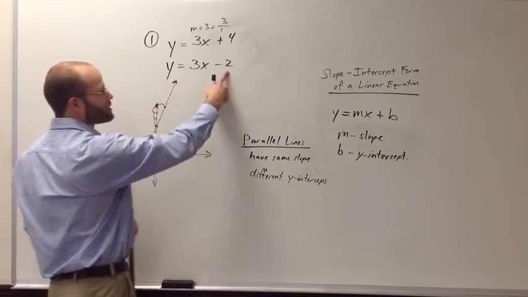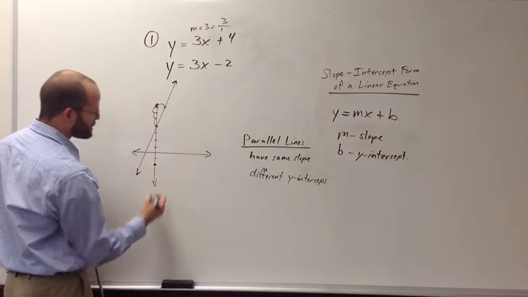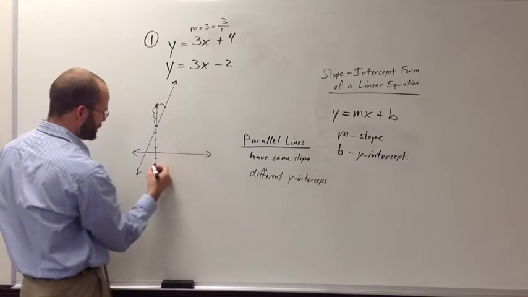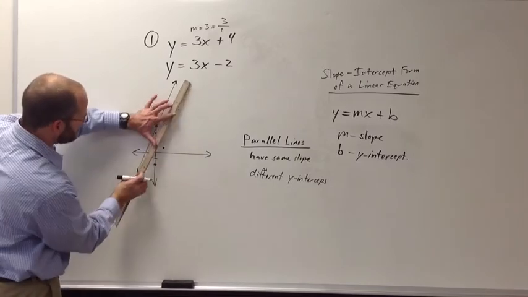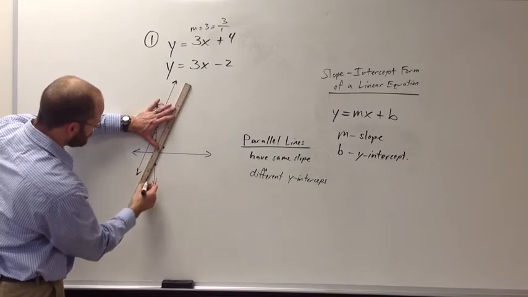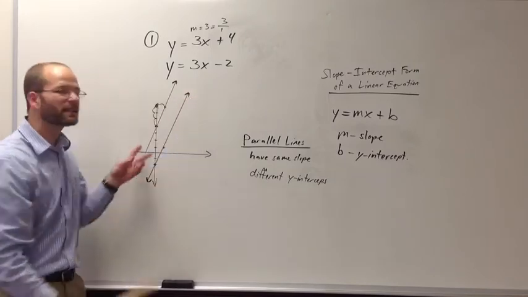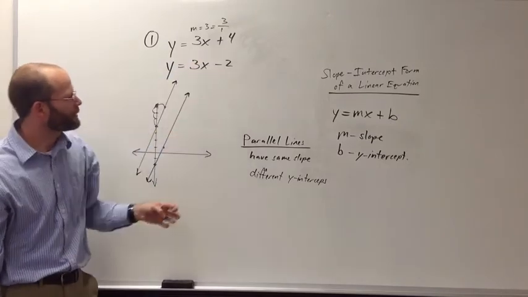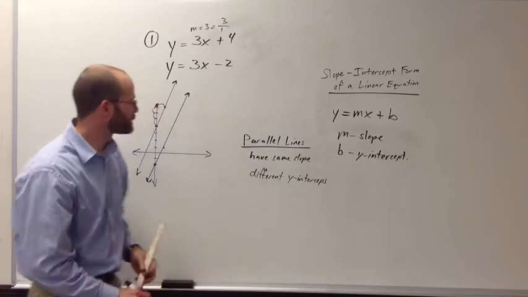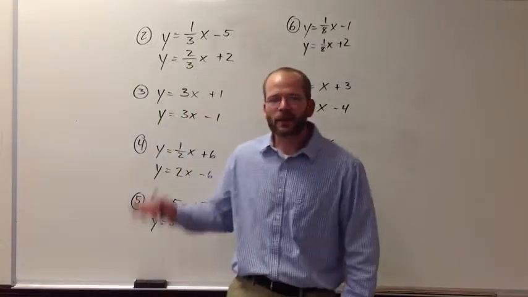The next equation is a y-intercept of -2. That's down here. There's my y-intercept. And my slope again is 3, up 3, over 1. And there's my line. And you can see that the lines are parallel. So these are the numerical values I look at to determine whether my lines are parallel in the coordinate plane. Same slope, different y-intercept.